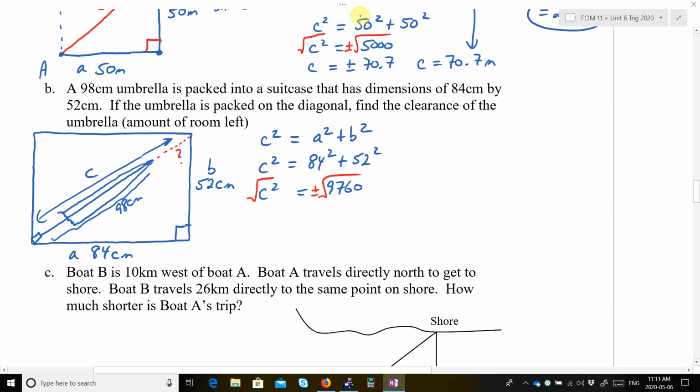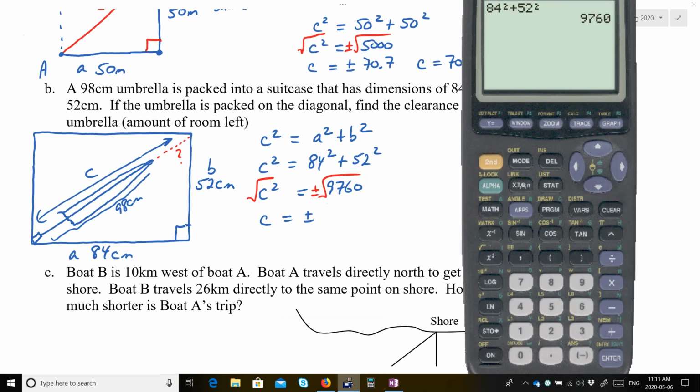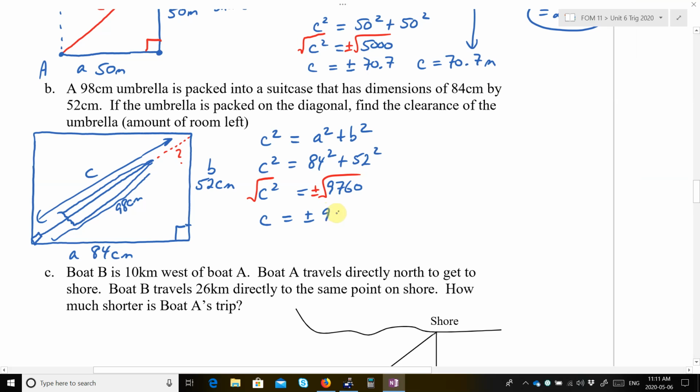Square root with a plus or minus. C is equal to plus or minus the square root of that answer, 98.8 to 1 decimal place. So C, the whole diagonal, is 98.8 centimeters. Okay, and the umbrella itself is 98 centimeters, so the clearance is only 0.8 centimeters. Okay.